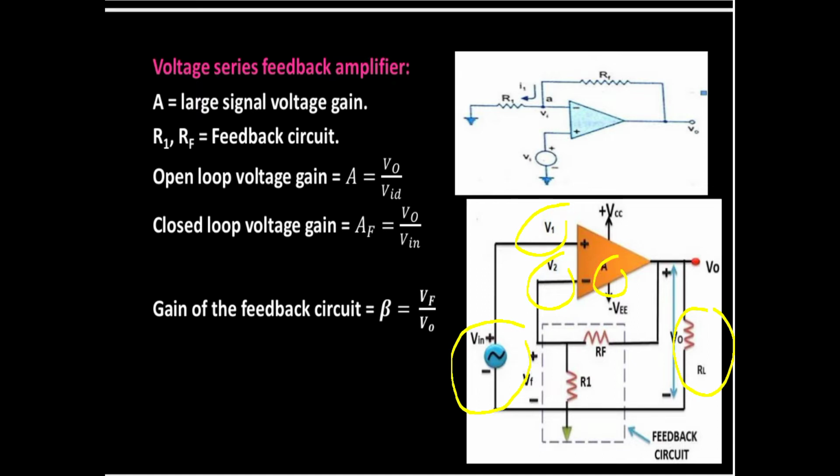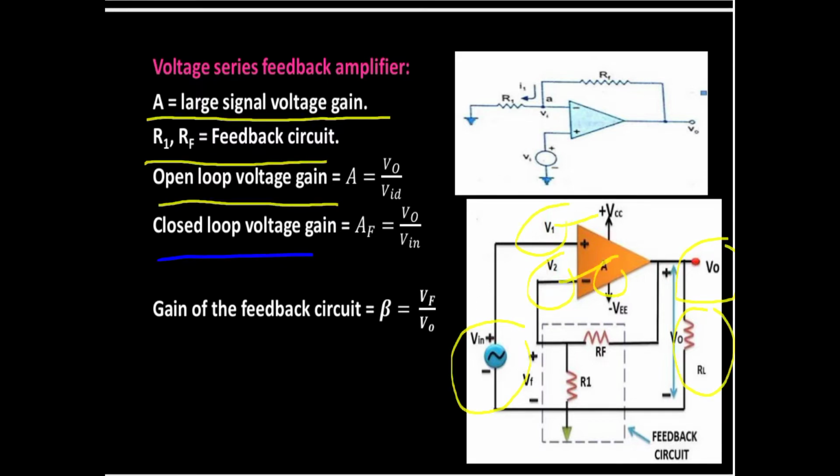A is equal to large signal voltage gain, or simply we call it the open loop gain, and RF and R1 form a feedback circuit. We know open loop gain is nothing but output by differential input. Here output is V0 and the differential input is V1 minus V2, which is nothing but VID.